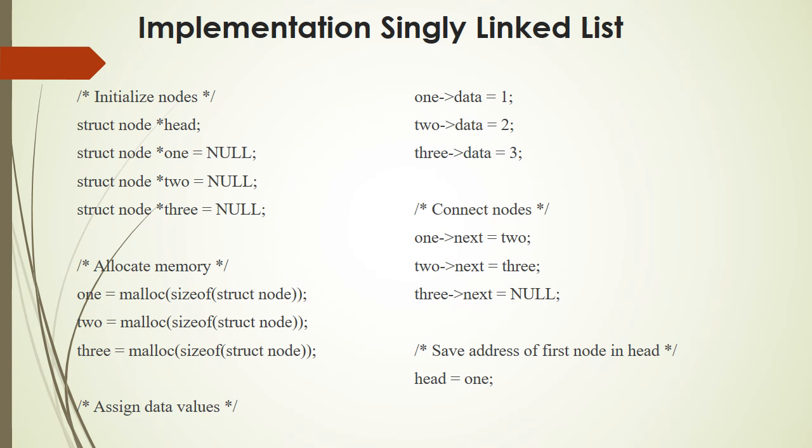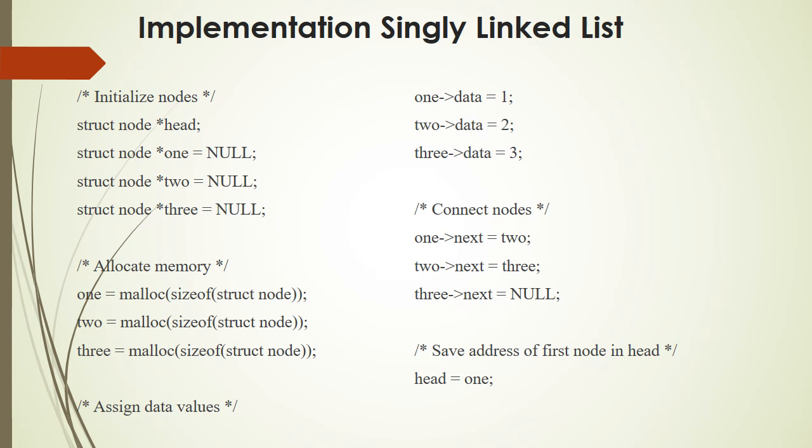Once memory is allocated, we can assign a data value to each node. We assign values to the data part of each node. This step is crucial for storing the actual information that the linked list will manage. Here, value 1 is assigned to node number 1, value 2 is assigned to node number 2 and value 3 is assigned to node number 3 respectively.